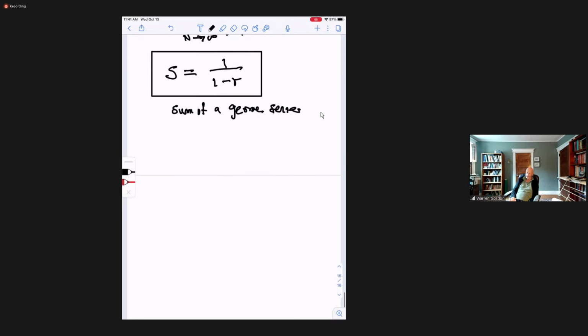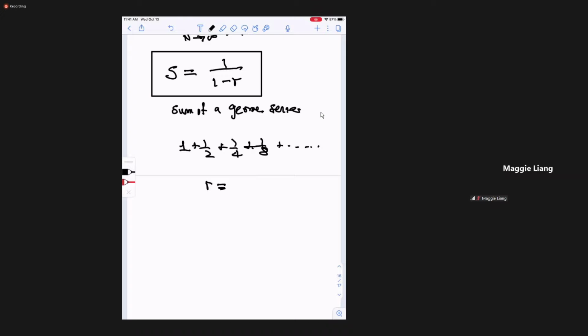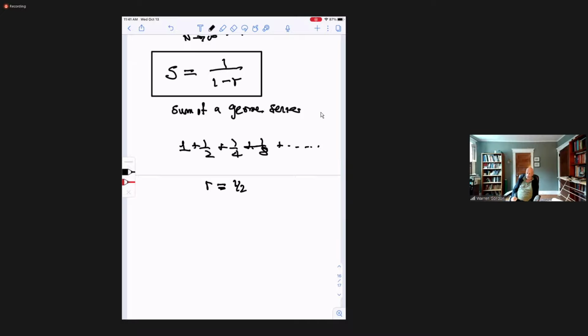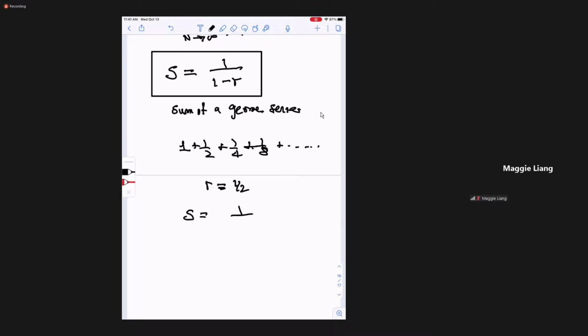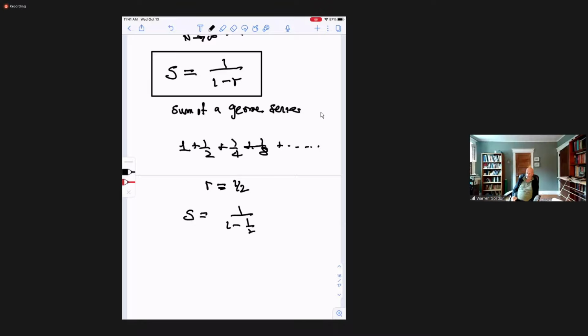So for example, if I had 1 plus a half plus a quarter plus an eighth and so on forever, what is r in this problem? How do I go from one term to the next term? What am I multiplying by? 1/2. So the sum is 1 over 1 minus a half, which turns out to be 2.